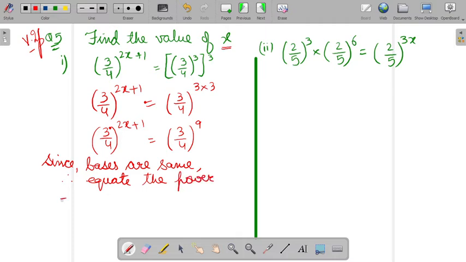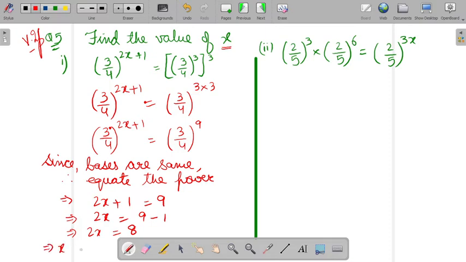So this implies 2x plus 1 equal 9. Why it is equal? Because the bases are same. So bases are same. It means that the power should be equal. So we will keep 2x plus 1 equal 9. Now we will solve it further. How to get the value of x? You will shift 1 on the other side. So it will become minus 1. So 2x equal 8.